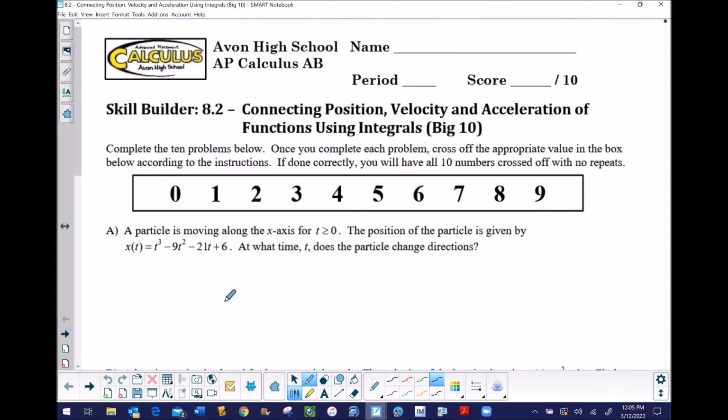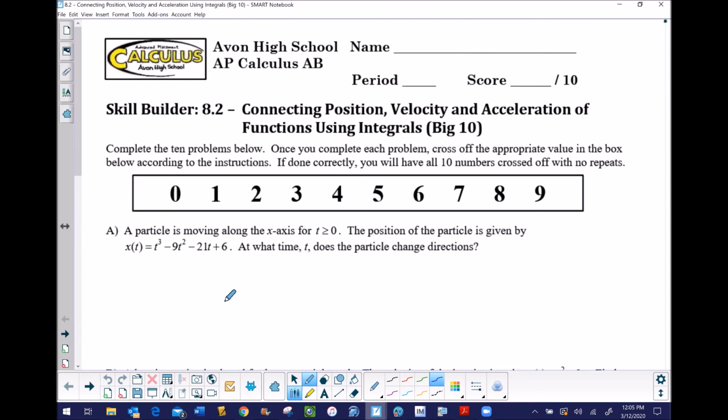Yep, let's help set up part A, not a problem. So it says in part A a particle is moving along the x-axis for time greater than or equal to 0. The position is given by x of t being this cubic. At what time t does the particle change directions?